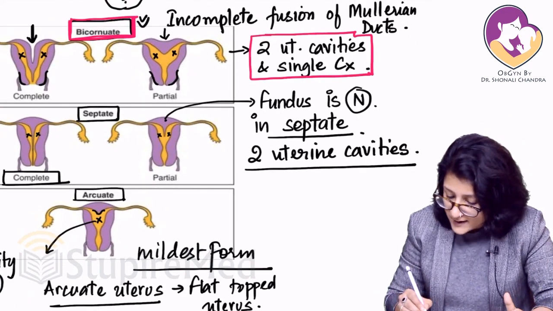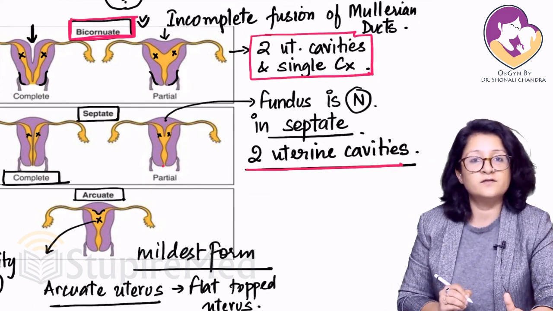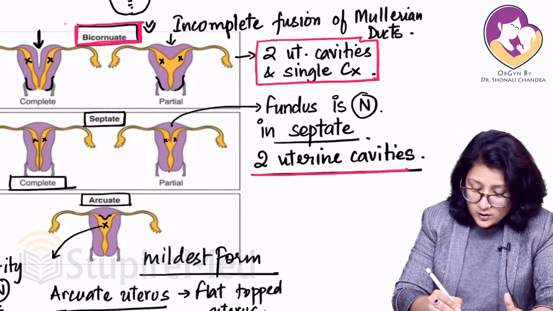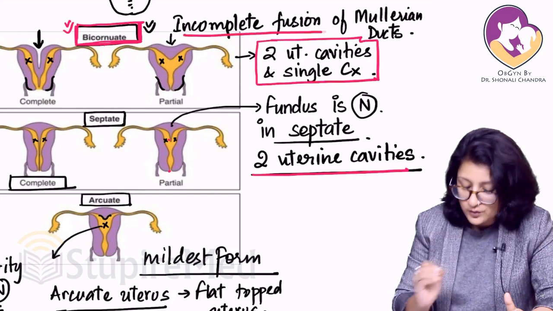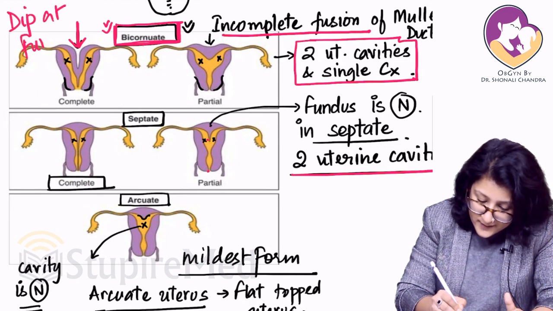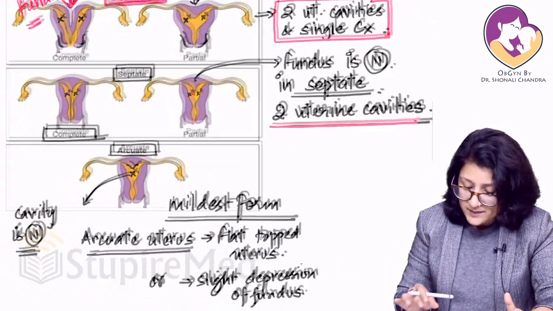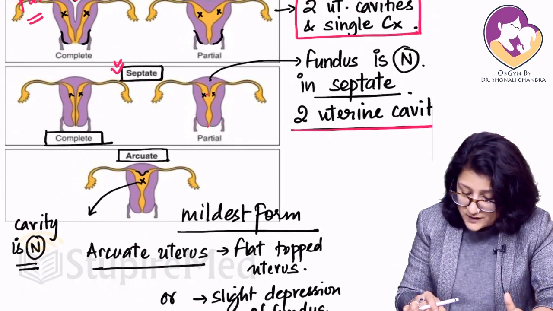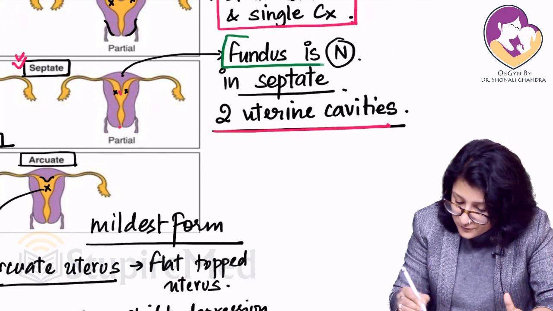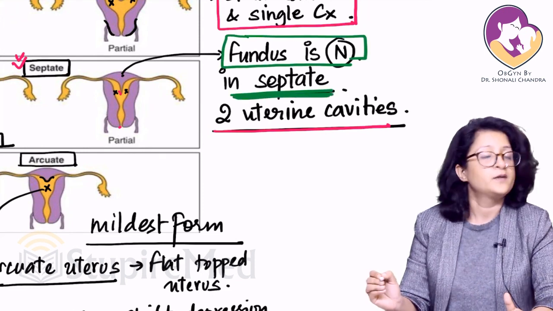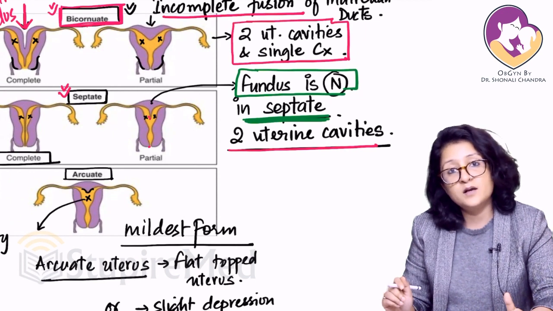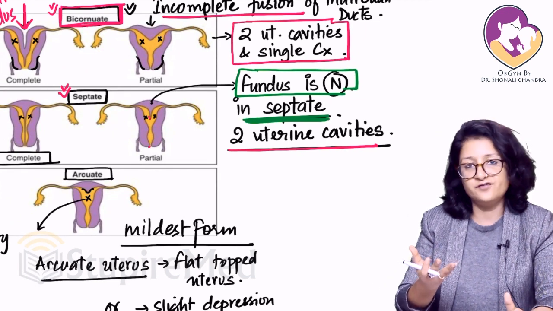Septate uterus also has two uterine cavities and a single cervix, but the difference between the two is in their etiology, how they happen. Bicornuate uterus happens because of incomplete fusion of Mullerian ducts. Therefore, it has a dip at the fundus, whereas septate uterus happens because of failure of dissolution of the septum. The fusion has been normal. That is why the fundus in a septate uterus is normal. From the inside, the two might look very similar, but it is on the outside that the difference lies.